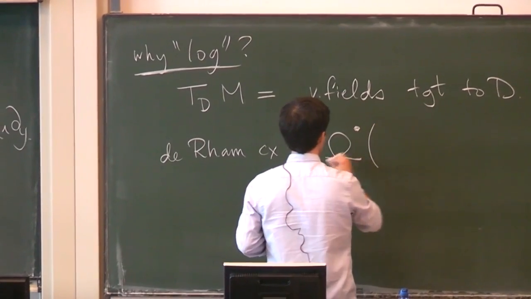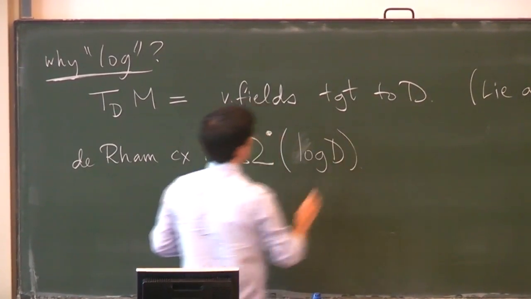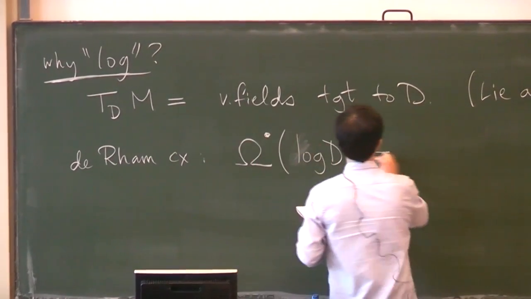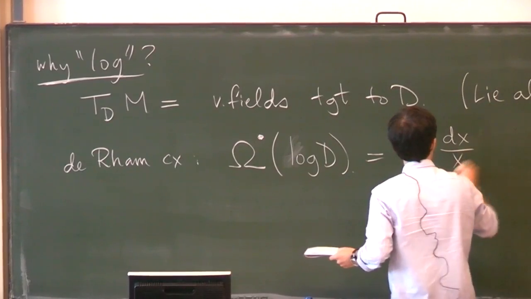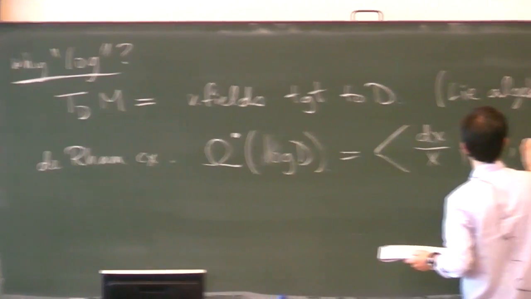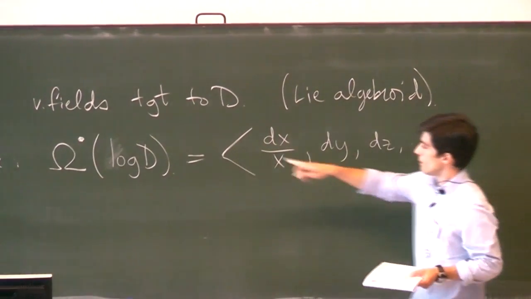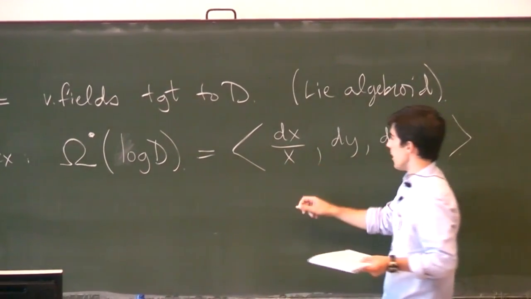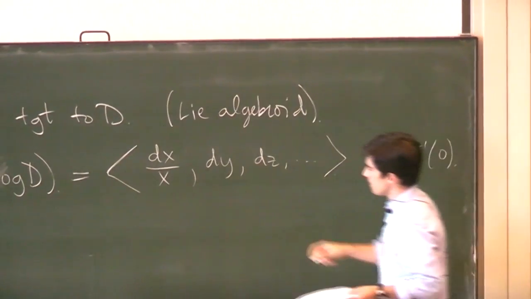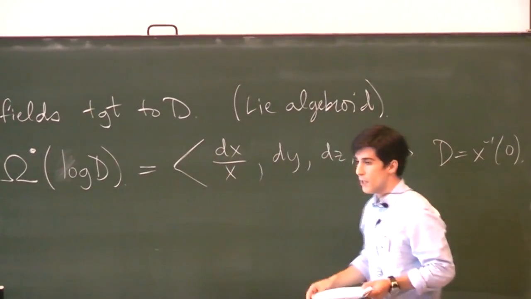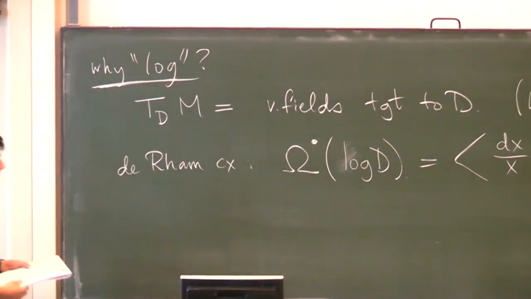So its de Rham complex is, of course, the exterior algebra on the dual, and this is well known from the work of Deligne. It's called the logarithmic de Rham complex because it's generated by, instead of just dx, dy, dz, the way that the usual de Rham complex is generated, dx over x, where D is exactly the zero locus of x. And of course, this is just d log x. So for this reason, Deligne called this the logarithmic de Rham complex.